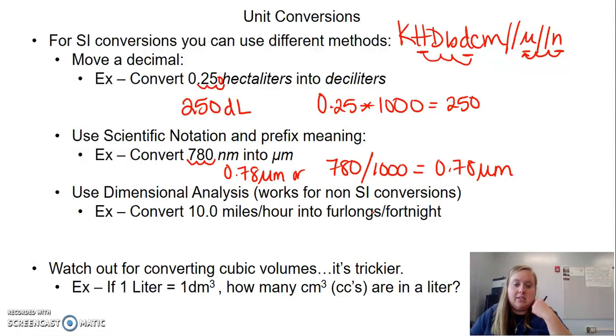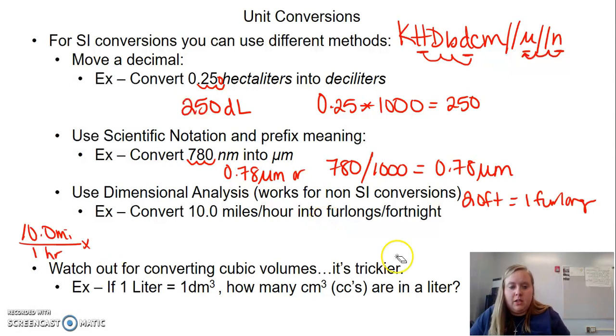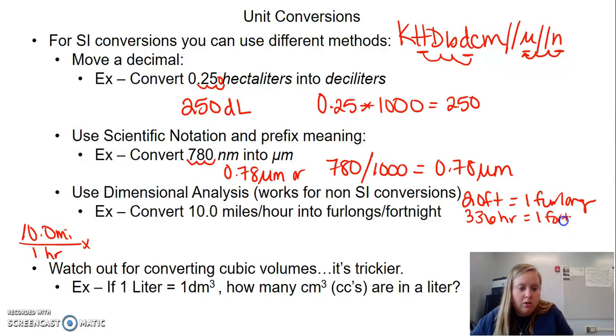And looking at dimensional analysis, this works for non-SI unit conversions where you can't just move the decimal point or multiply by multiples of 10. And so if I'm converting 10 miles per hour into furlongs per fortnight, you need... Okay, so in order to do this conversion, you will need to know that there are 20 feet in a furlong, and you will also need to know that there are 336 hours in one fortnight. Now, these are obviously not conversions you ever need to know, but there they are.